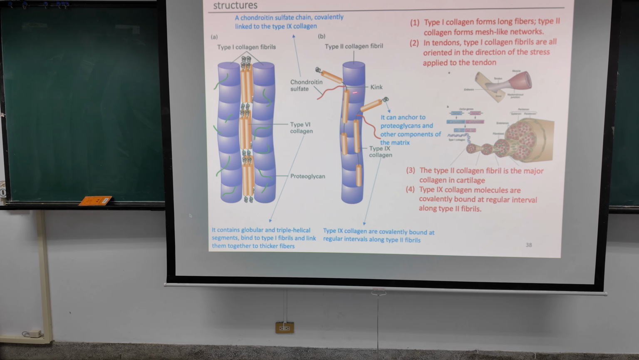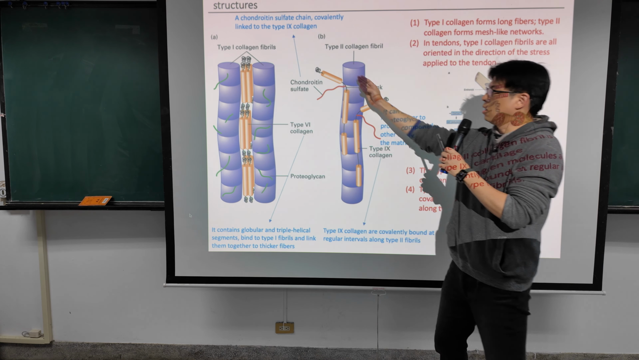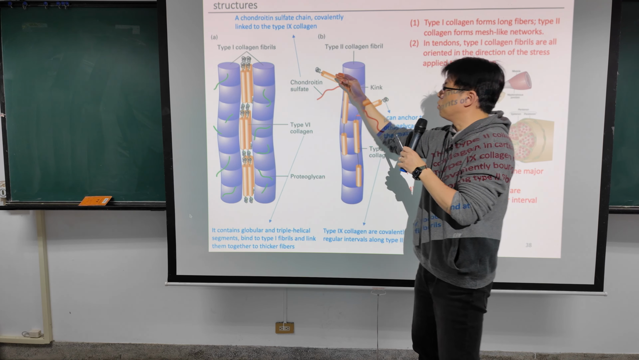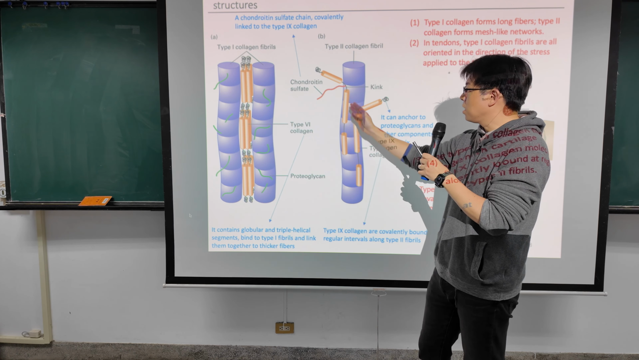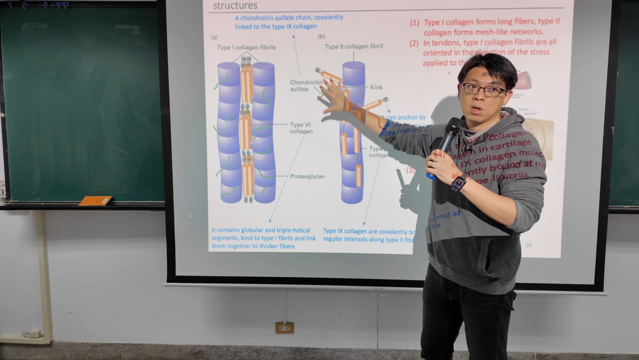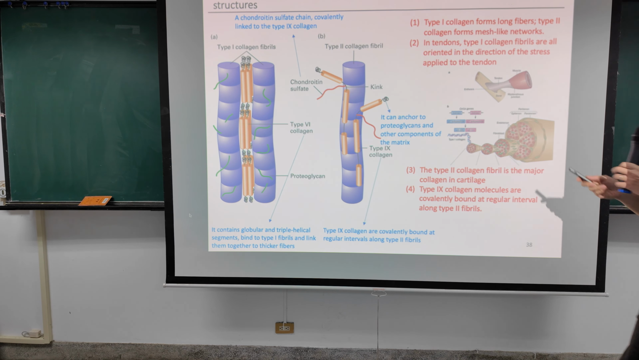But type 2 collagen will bind to the type 9 collagen, which has a kink here. They have a kink in the structure. So this kink will extend the type 9 collagen to the other side and will bind to other type 2 collagen. Finally, they form the mesh pattern. So those are long fibers.